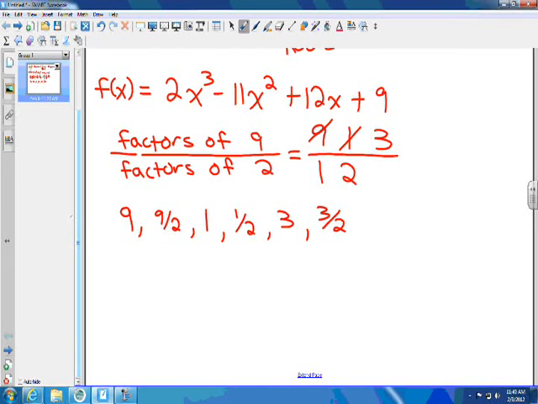How many possibilities do we have there? 6. But I'm going to double that because you have to test positive and negative. So plus or minus 9, plus or minus 9 halves, plus or minus 1, and so on. So now how many possibles do you have to test? Well, you've got to test all 12 of them. Start with your whole numbers. So I would do plus or minus 1 and plus or minus 3 first. And then you can either go to the 9, which normally is not going to be that high, or you can go to your common fractions. Like 1 half is obviously a very common fraction. 9 halves is not so common. So that's just giving you a heads up which ones to try first.